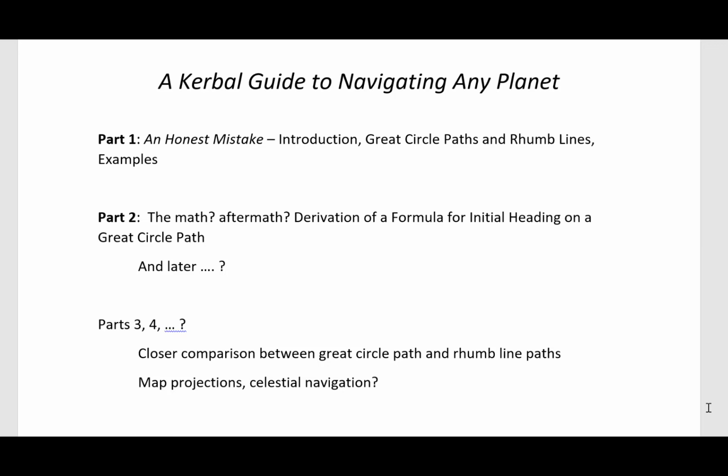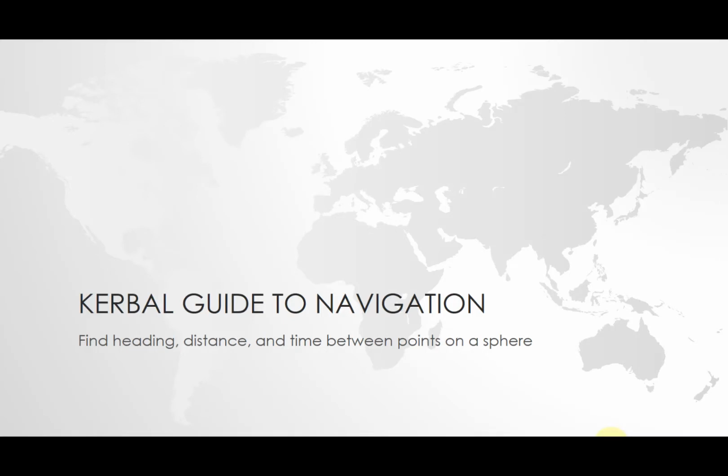I'm not sure how many parts this series will stretch into, hopefully at least 2, but if there is a part 3 or more after that, I can do more with calculating and comparing great circle paths and rhumb lines. I could look at the derivation of a rhumb line formula, perhaps even get into the math of map projections, and all of this is in a game that's called Kerbal Space Program, so it'd be hard to resist also going off into space. So, okay, maybe space navigation if this continues. Okay, so now that I have the introduction out of the way, let's really start the Kerbal Guide to Navigation. We'll look at heading and distance and time between points on a sphere.